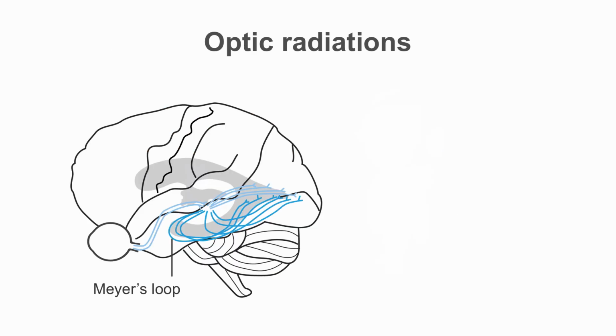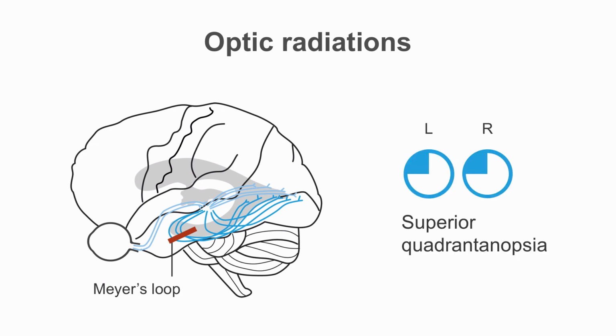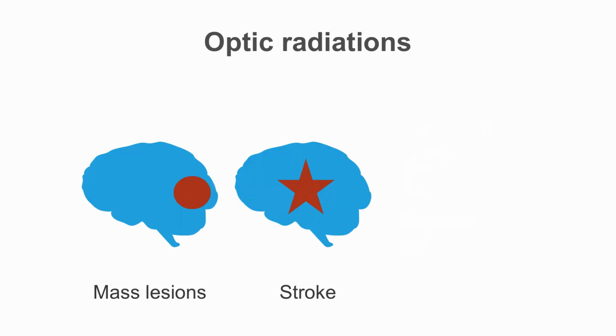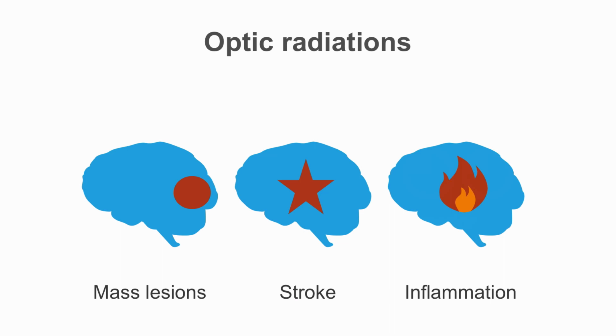Radiations of the optic pathway pass through the temporal lobe, and these fibers are known as Meyer's loop. Lesions of this region of the optic radiations results in superior quadrantanopsia, or a loss of vision in one upper quadrant of the visual field. This can be seen with mass lesions, stroke, or even inflammations such as with multiple sclerosis.